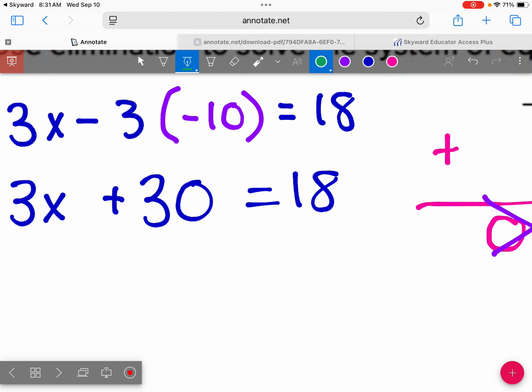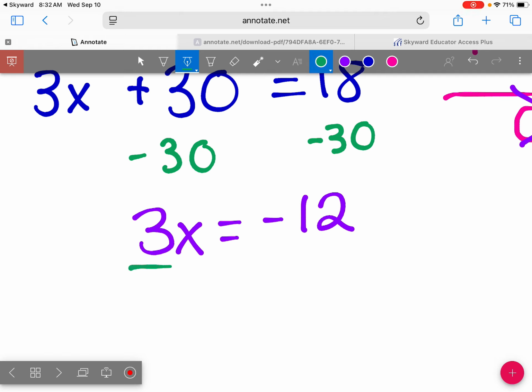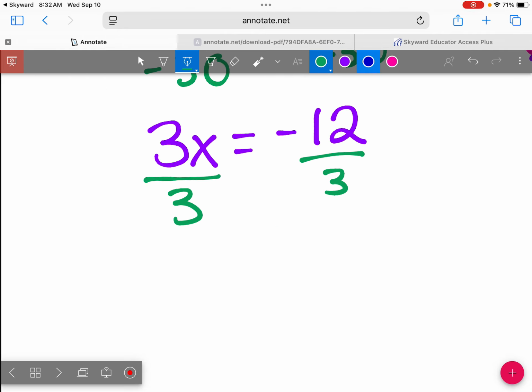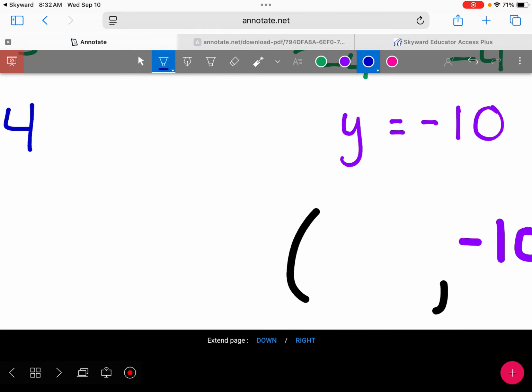I could get my x's by themselves. I could subtract 30 from both sides. What do we get when we subtract 30 from 18? We get 3x equals what? Negative 12. And then to get our x by itself, we're going to divide by 3. So what is negative 12 divided by 3? Negative 4. So my x is negative 4. So my answer here is the point negative 4, negative 10.